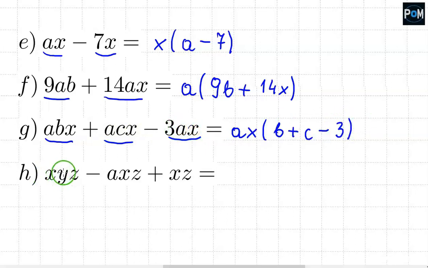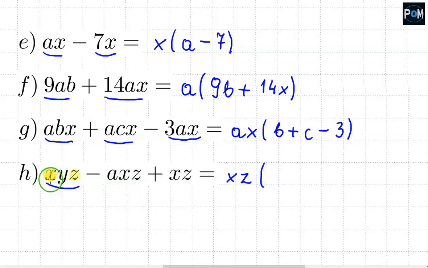Example H, we're looking at what we could do here. We could take out X, because X is here, here, and here. X goes outside the bracket, but the letter Z as well, since it's everywhere. It's here, here, and here. So X with Z goes outside the bracket, and inside the bracket is what's left.